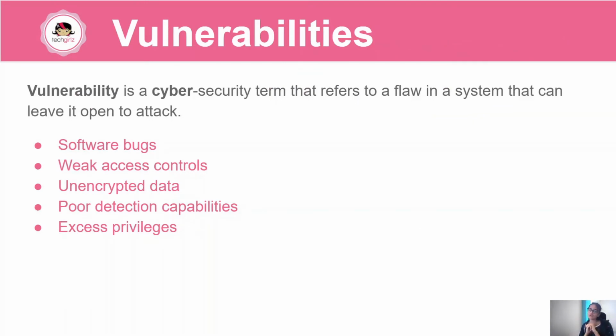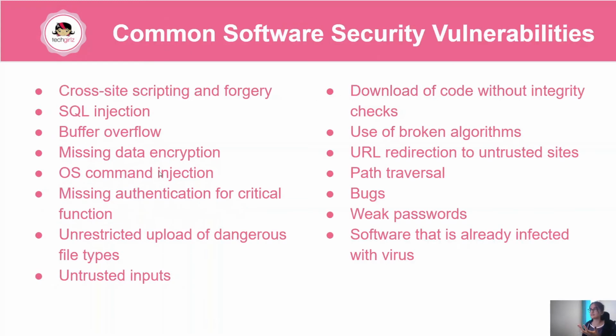Now till now, when we talked about cyber risk, we said that there are 3 things that make up a cyber risk. There is the threat, and we discussed the threat: the who, why, and how. Now we are going to talk about vulnerabilities. Vulnerabilities are things that may be wrong with your system. So you can have software bugs, weak access controls, unencrypted data, and poor detection capabilities and access privileges.